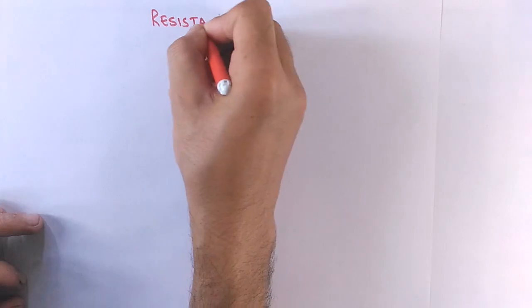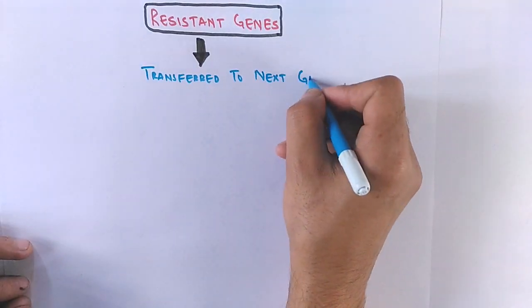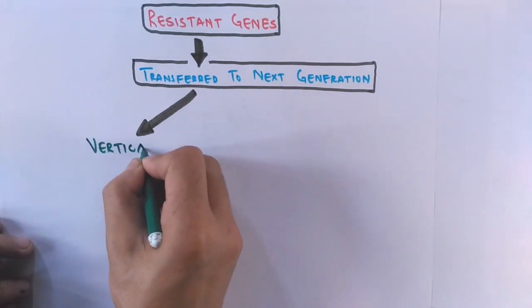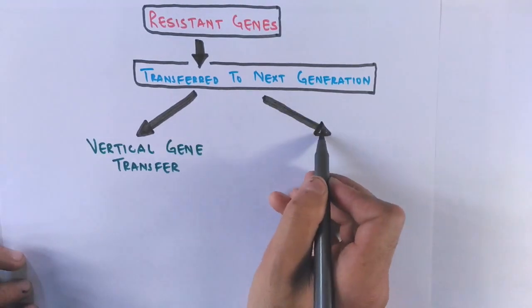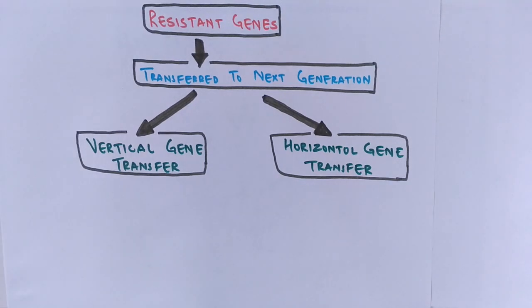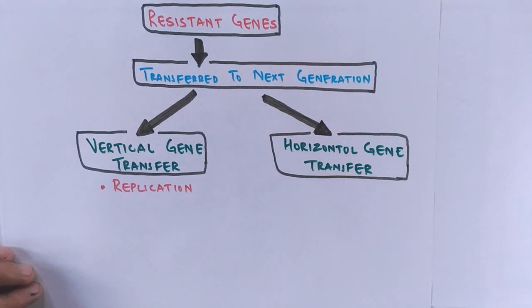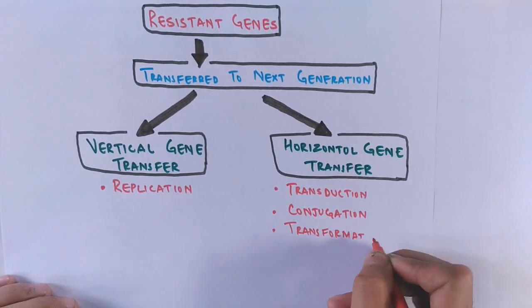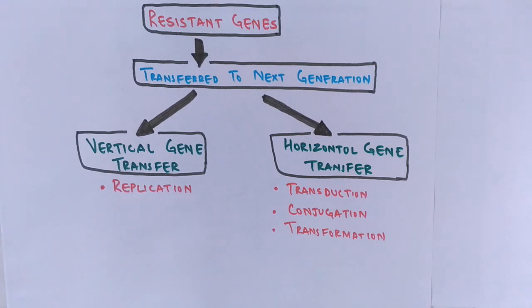Now let's see how these resistant genes get transferred to the next generation. Bacteria which have got resistant genes transfer these genes to the next generation via two methods. First is vertical gene transfer, the other one is horizontal gene transfer. In vertical gene transfer, it's done by a replication process, that's when bacteria divide into two. But in horizontal gene transfer, we see it has three types: transduction, conjugation, and transformation. In all these processes, mobile genetic elements are involved, which include plasmids, bacteriophages, and transposons.